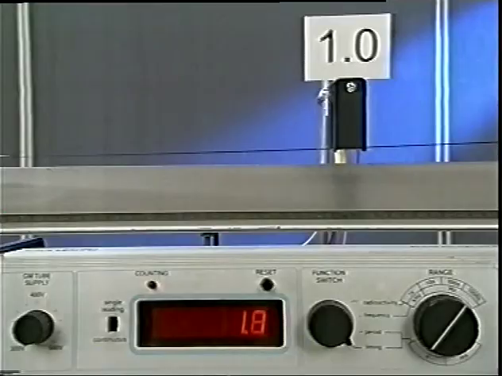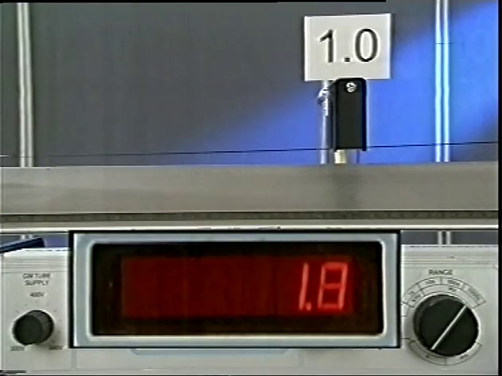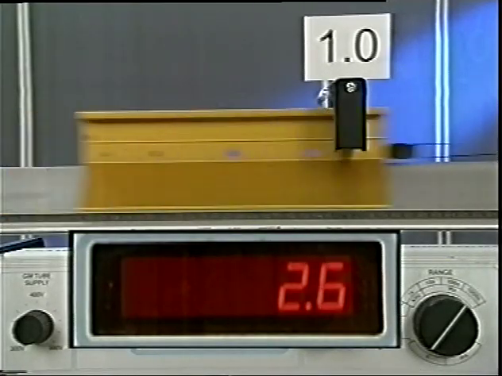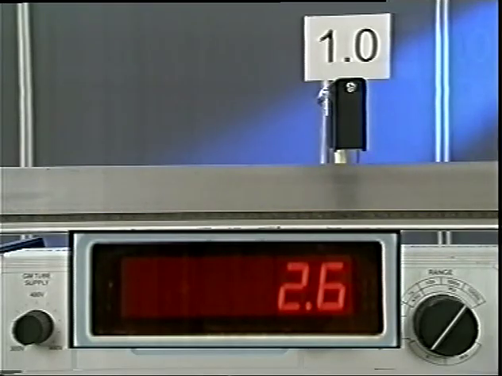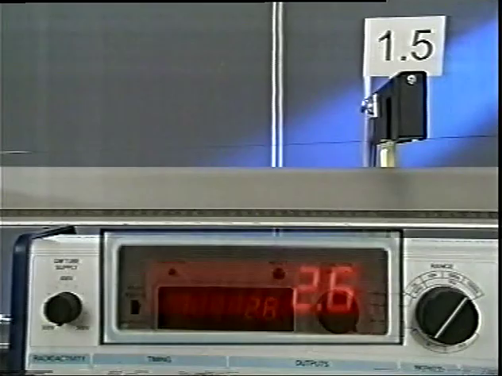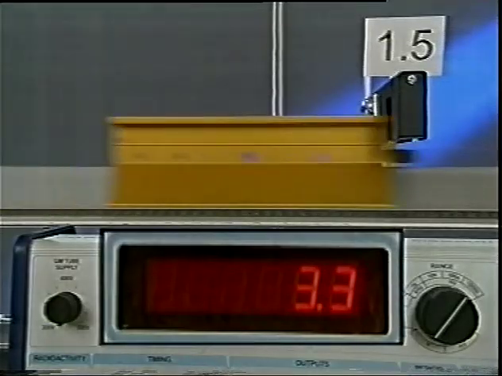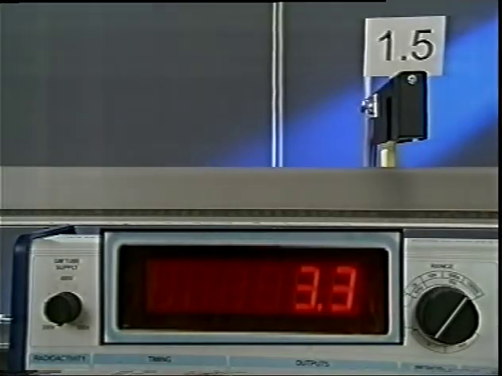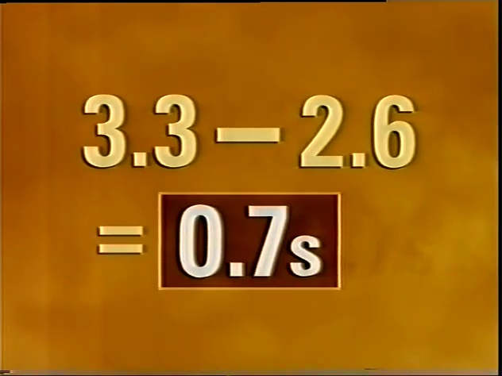The timer reads 1.8 seconds at the start of the next half metre, and 2.6 at the end. To travel the second half metre, it took 2.6 minus 1.8, which is 0.8 seconds. To travel the third half metre, it took 3.3 minus 2.6, which is 0.7 seconds.